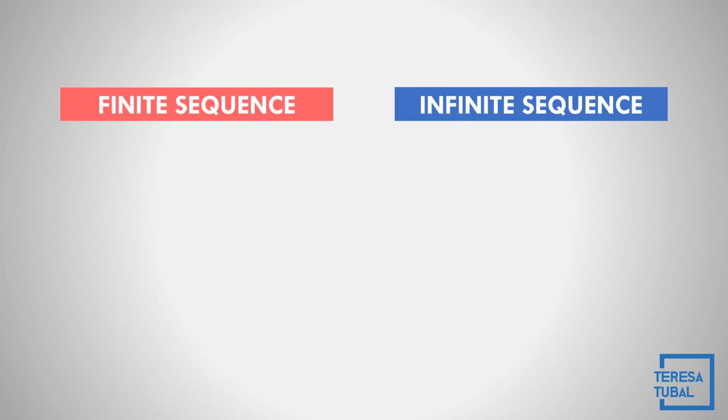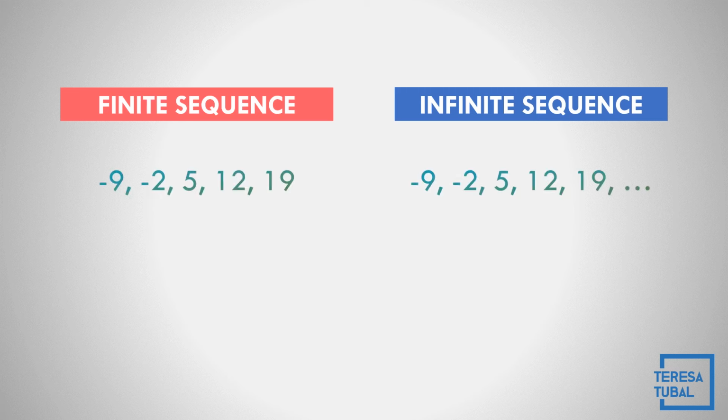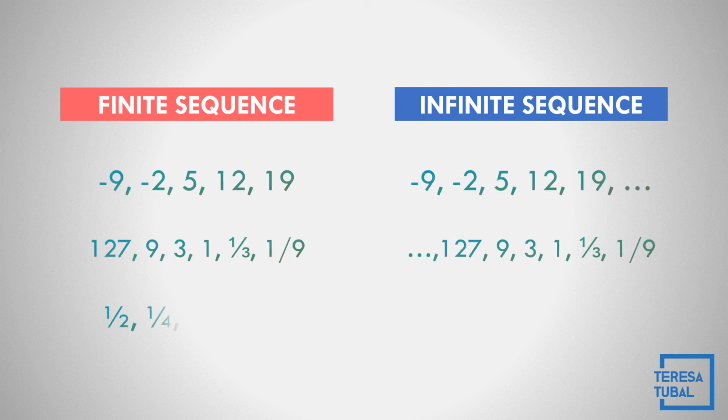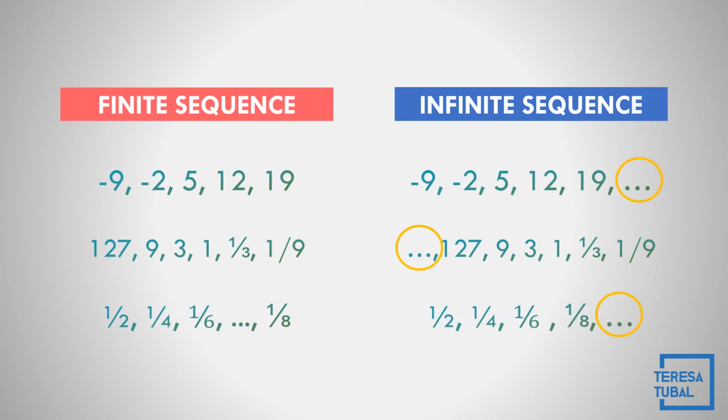The difference between finite sequence and infinite sequence. Based on the example, we can see that the finite sequence has the first and the last term, but the infinite sequence has a first term but no last term, or has a last term but no first term. The infinite sequence is represented by the three dots.